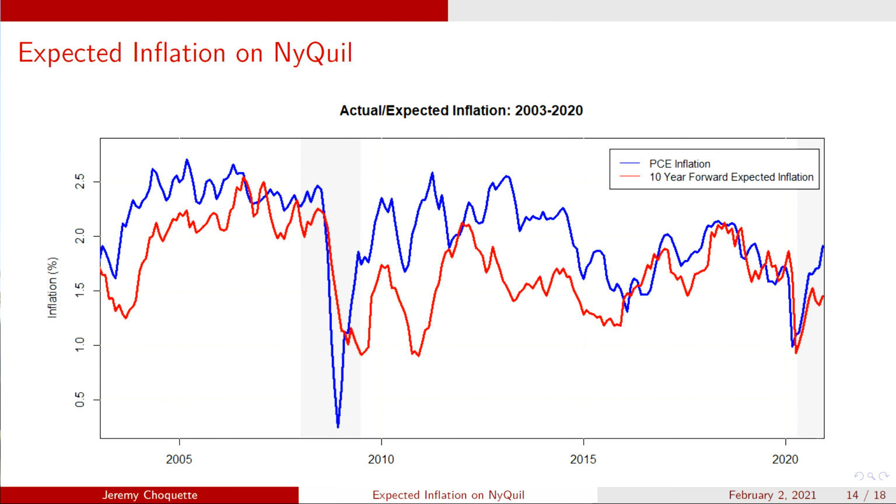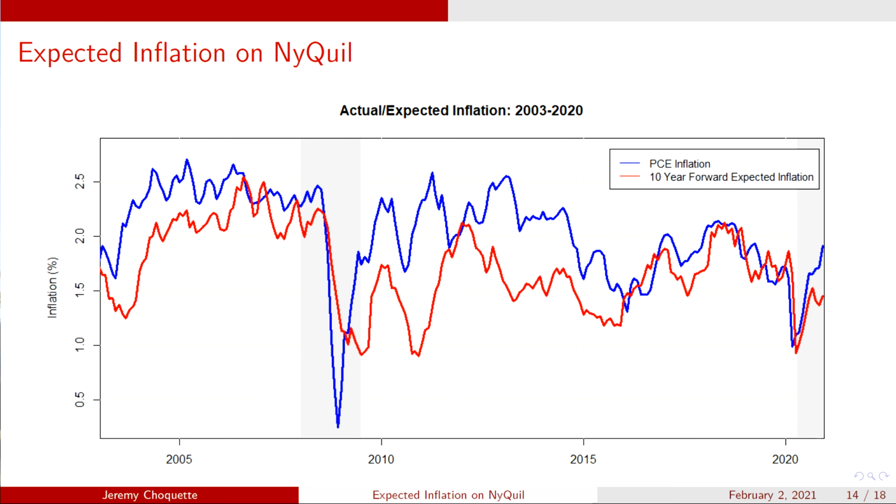So here I've plotted out core PCE inflation and the 10-year forward expected inflation rate. Now we can see something kind of interesting. One, at the beginning, we seem to have pretty wide divergences between the expected inflation rate and the actual inflation rate. However, around 2016 or so, we can see they actually get quite close to each other.